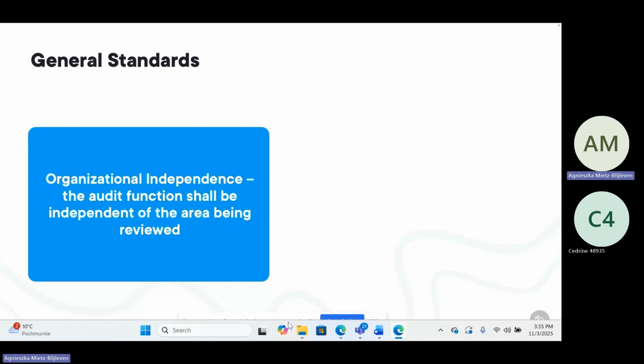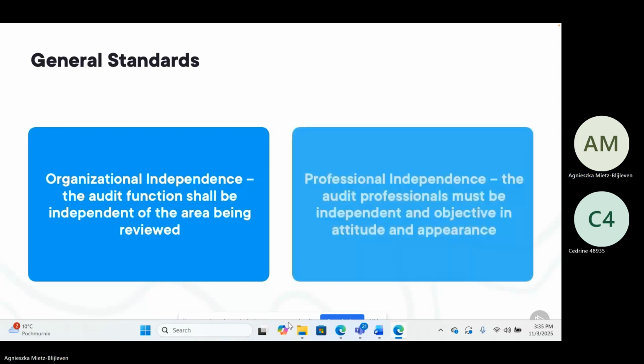Now, if it's an external auditor, that's a little bit more obvious in many cases, but even then we've seen cases where unfortunately the external auditors became too friendly with the management of the company they were auditing and were no longer objective and able to do their jobs properly. We must also be professionally independent. As audit professionals, we must be independent and objective in attitude, not biased in that way, but also in appearance, so that people don't see us as being too friendly with the area that we are auditing.